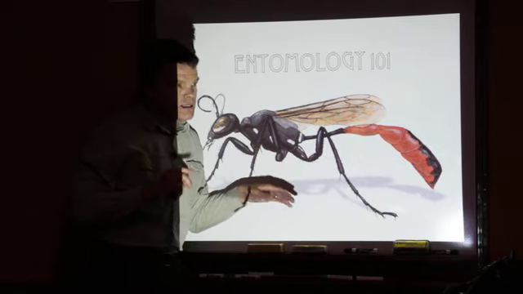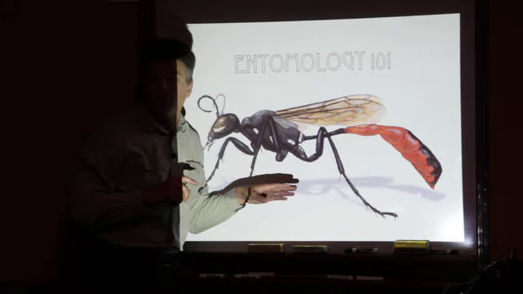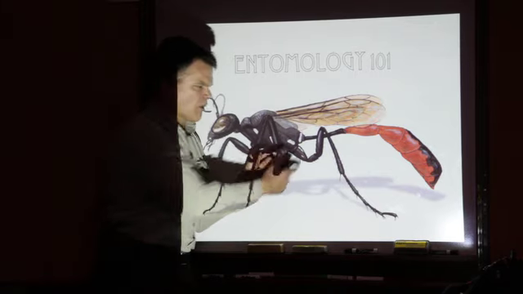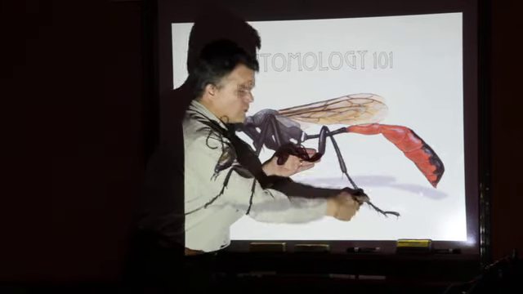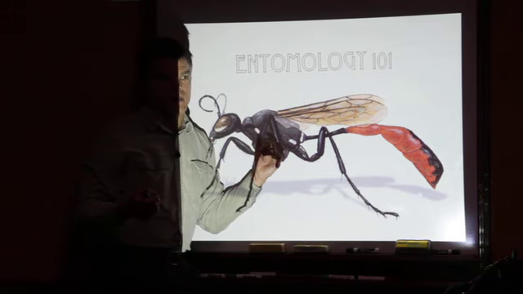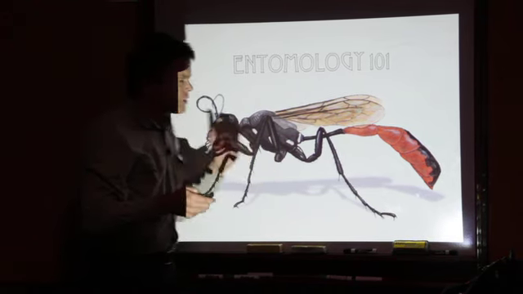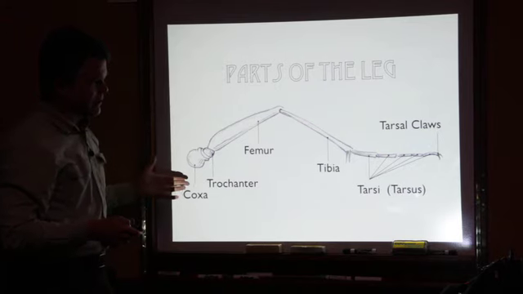But on most insects, you're not going to really be struggling with that. You look at a grasshopper, you just see these one, two, three parts. All right? So there's your insect leg.